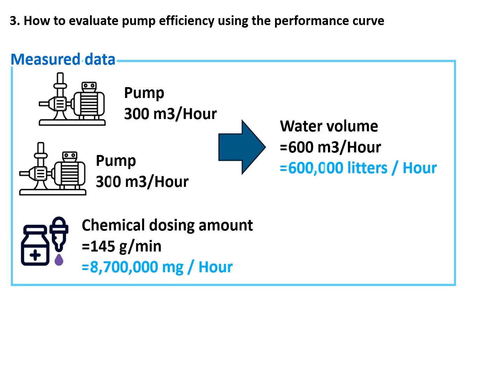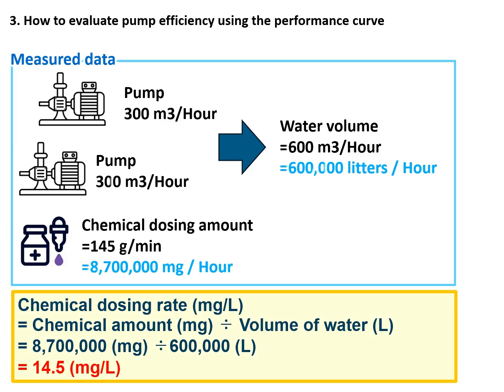Total water volume to be dosed with chemical is 6 lakh liters per hour and chemical dosing amount is 87 lakh milligram per hour. So, as shown at the beginning, the chemical dosing rate equals chemical amount over volume of water, which equals 14.5 milligram per liter.